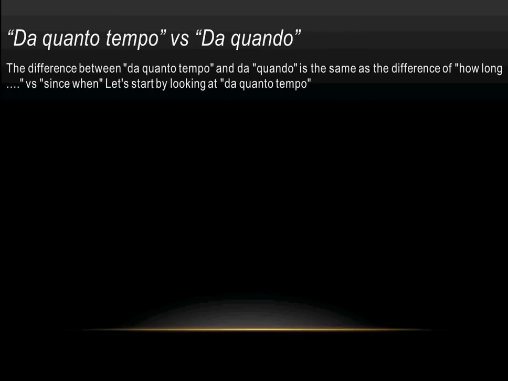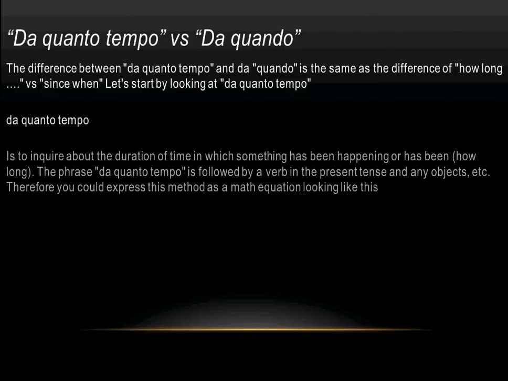The difference between da quanto tempo and da quando is the same difference between how long versus since when. Let's start by looking at da quanto tempo. It is to inquire about the duration of time in which something has been happening. In other words, how long. The phrase da quanto tempo is followed by a verb in the present tense and any objects, etc. that go with that verb.